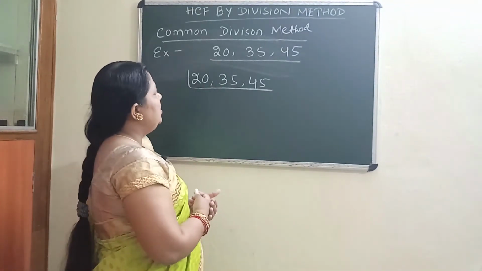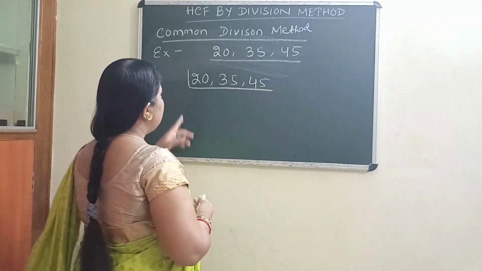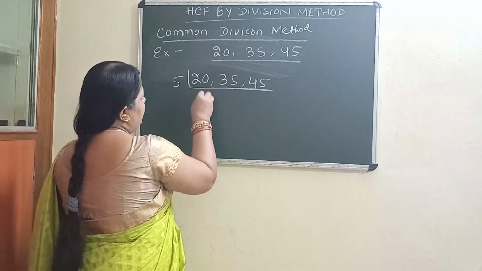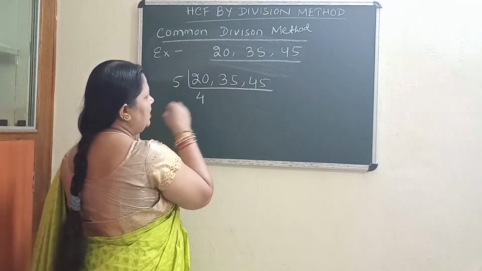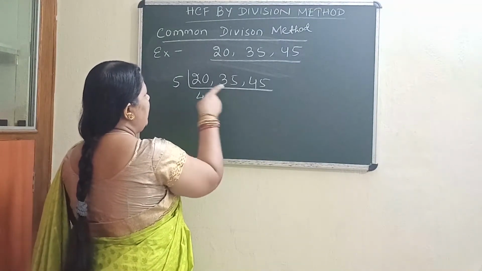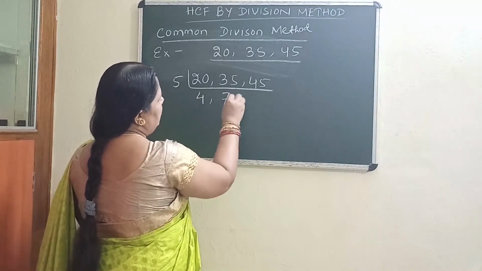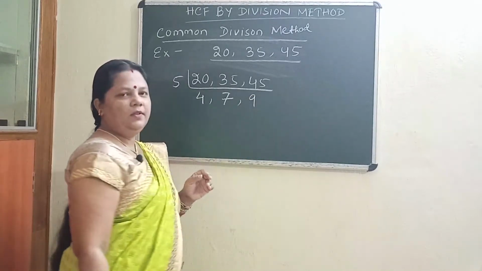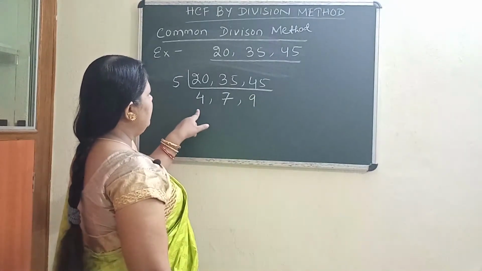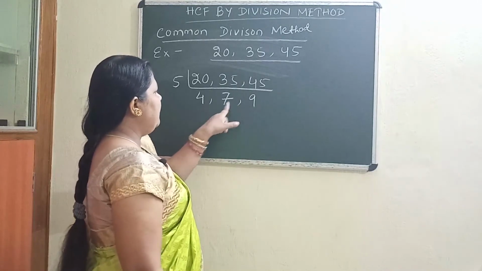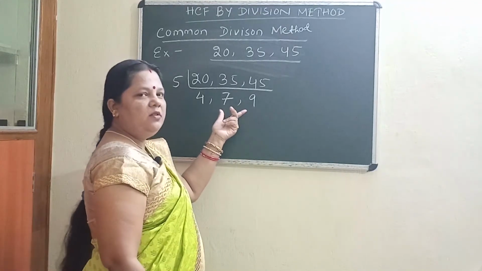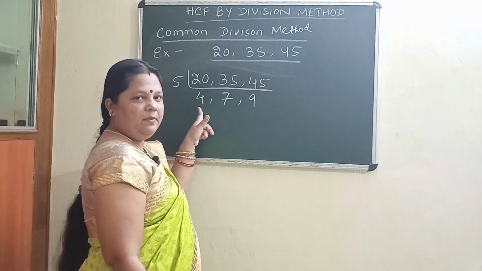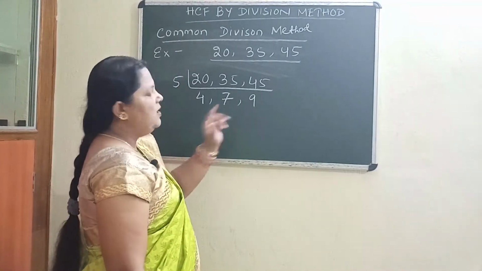So what to do? You can check the next prime number. If you choose 5, then you can see: dividing 20 by 5, you get 4. Dividing 35 by 5, you get 7. Here also 45 by 5, you get 9. Next step, you can see this is 4, 7, 9. These two are prime numbers, and this is an even, composite number.